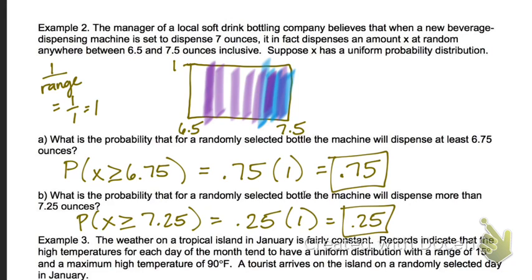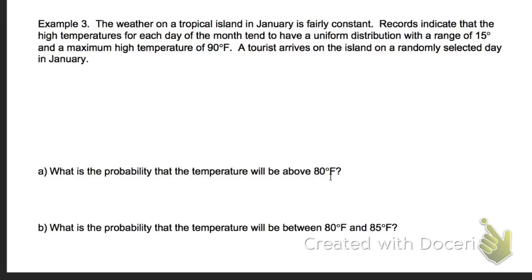No, I'm lost. Here it gives me 2 pieces of information, but it doesn't give me the min and the max. It gives me the max and the range. So I'm going to draw my rectangle. I'm going to put my max at 90, but my range is 15, so what's my minimum? And then my height is 1 over 15.